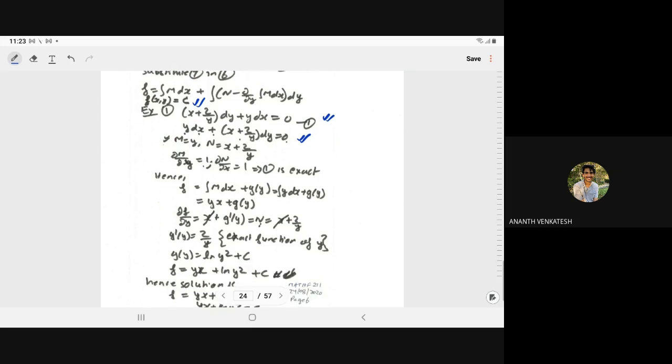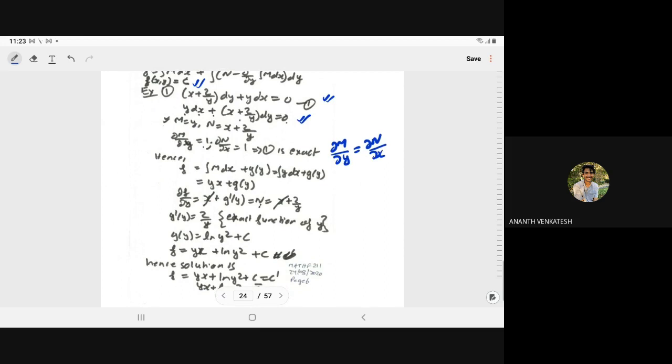So from here del M by del y will come 1, del N by del x will come 1. So you can see we have del M by del y is equal to del N by del x. It means the necessary condition for exactness is satisfied. So we can say equation number 1 is an exact equation. Now what is the solution?